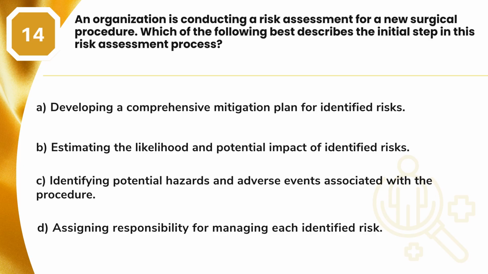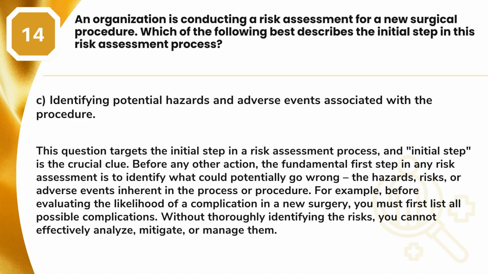Question 14. An organization is conducting a risk assessment for a new surgical procedure. Which of the following best describes the initial step in this risk assessment process? A. Developing a comprehensive mitigation plan for identified risks. B. Estimating the likelihood and potential impact of identified risks. C. Identifying potential hazards and adverse events associated with the procedure. D. Assigning responsibility for managing each identified risk. Answer: C. Identifying potential hazards and adverse events associated with the procedure.